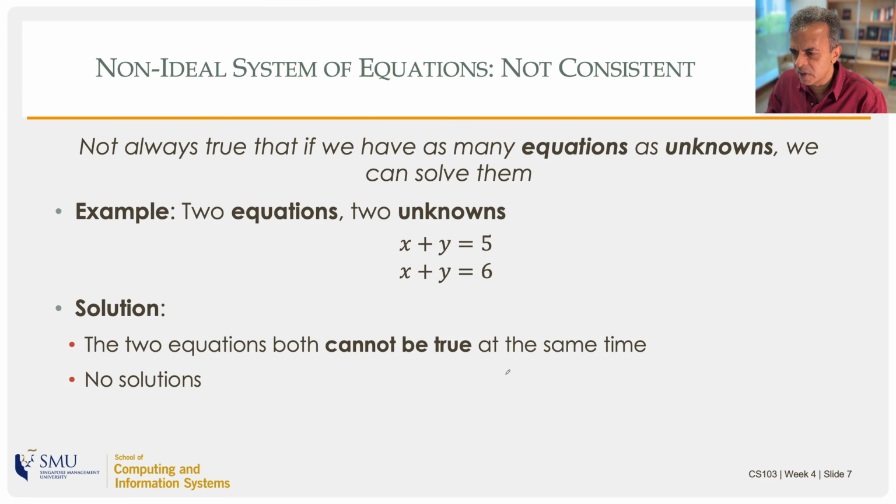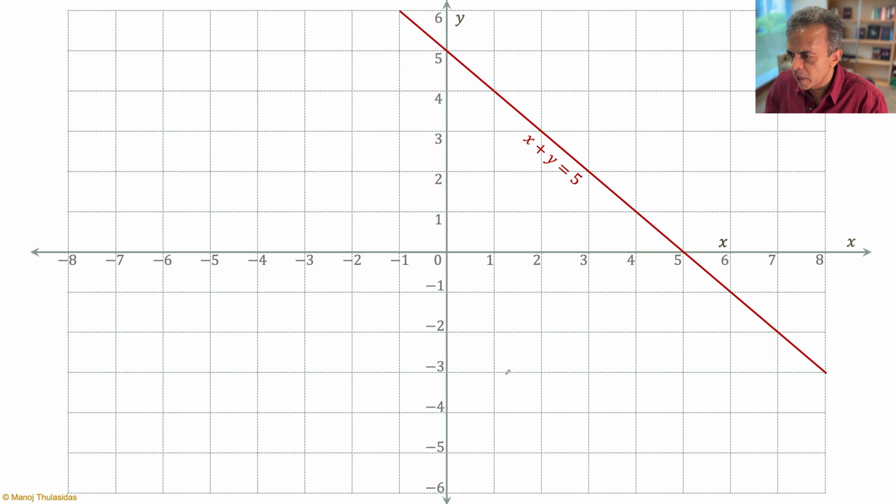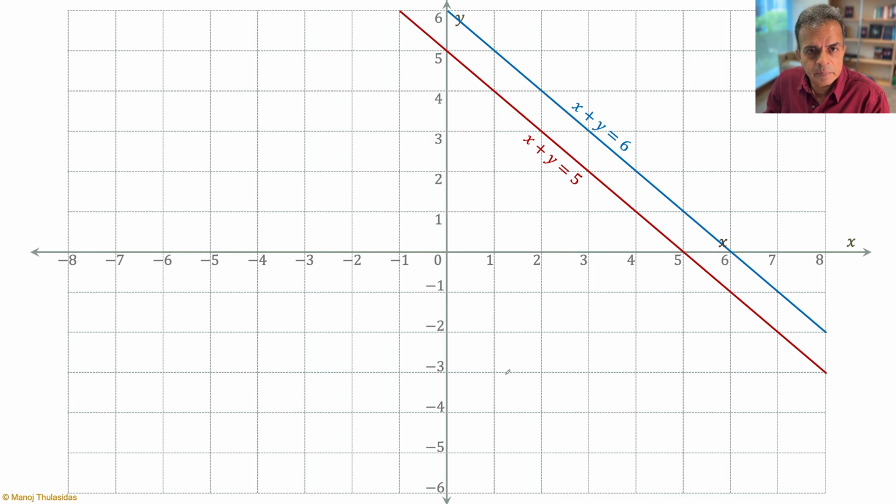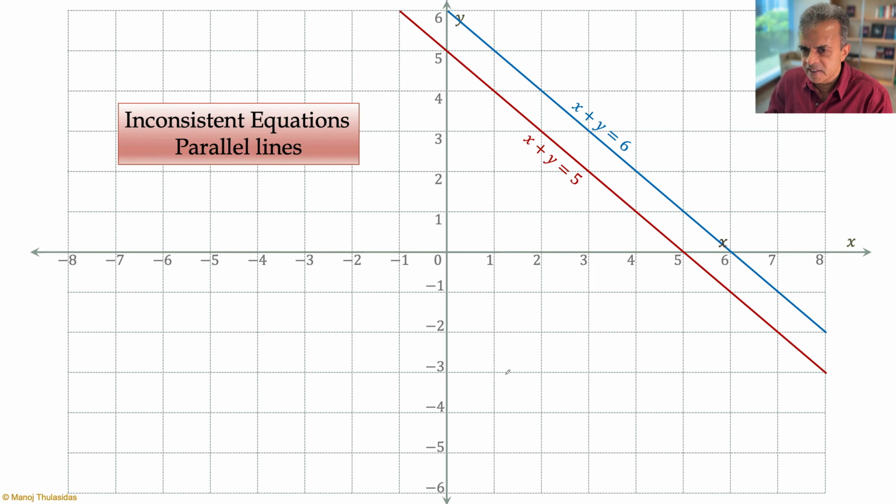But let's take a look at the shape of that in the coordinate space to understand why it is that you cannot actually solve them. So I have x plus y equal to 5 going through the points 5, 0 and 0, 5. And then I have another equation, x plus y equal to 6 going through 6, 0 and 0, 6. And these are parallel lines and they will never intersect. So there's no single point in this universe where these two equations are true at the same time. That's why there's no solution. So in this case, inconsistent equations are parallel lines.